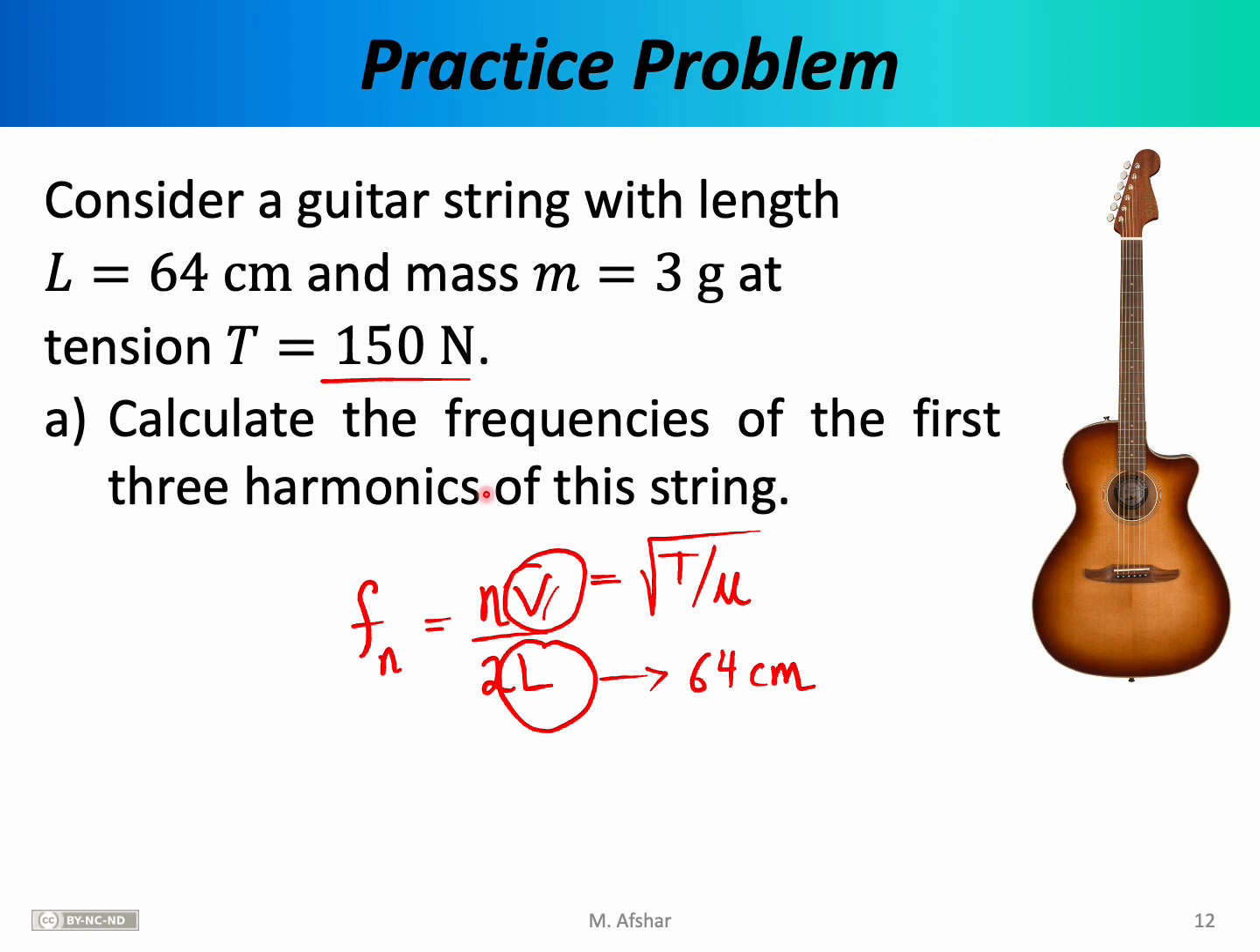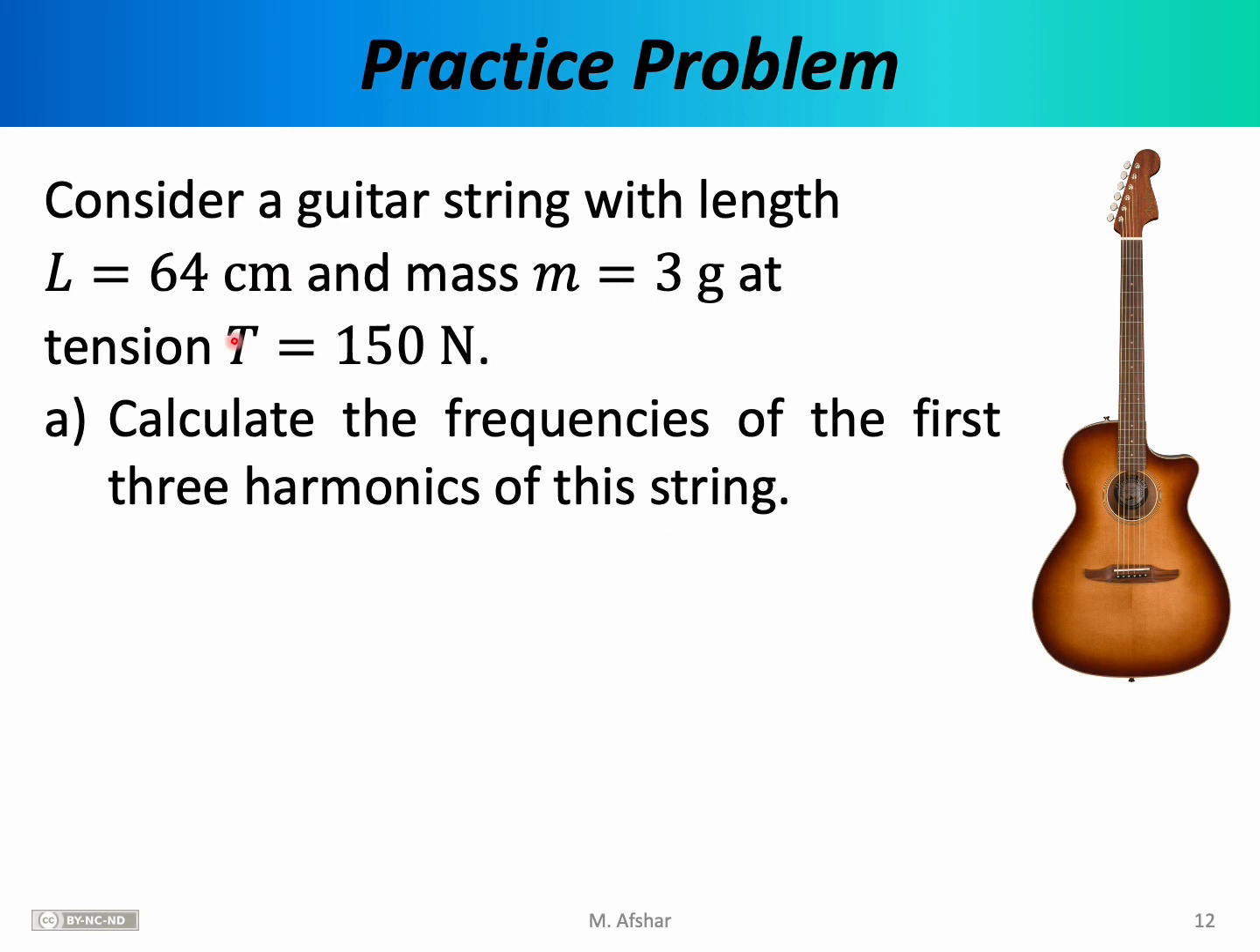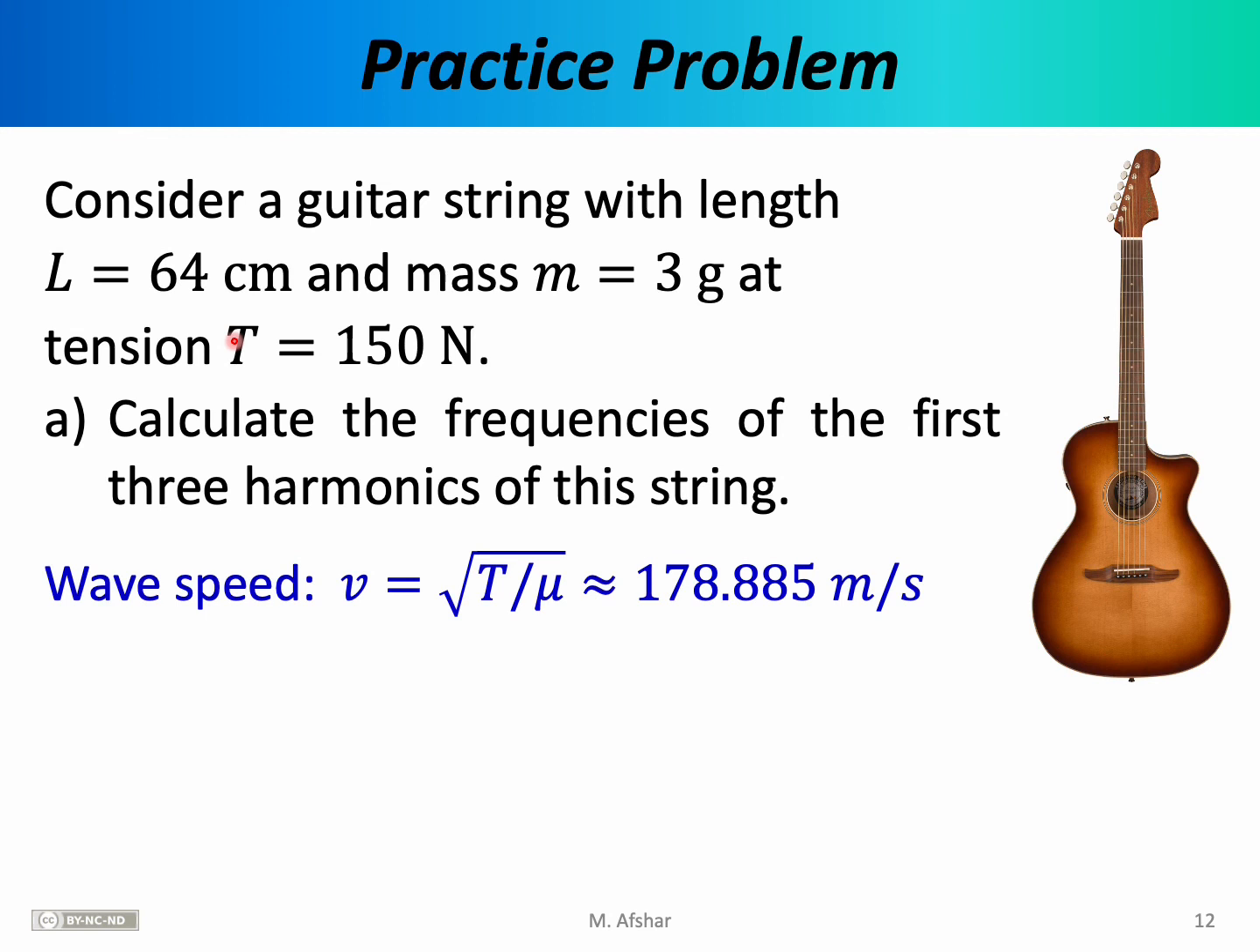Of course, you should do some conversions. The 3 grams should be converted to kilograms, and the centimeters should be converted to meters. But after those conversions, you should find that the wave speed along this particular guitar string is approximately 178 meters per second.